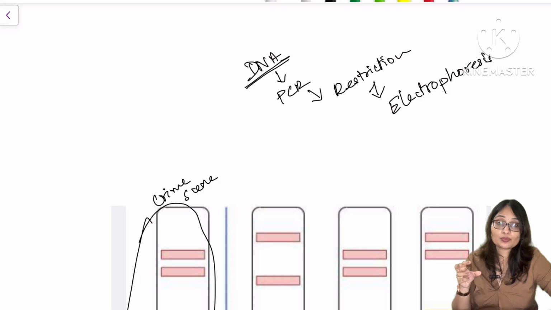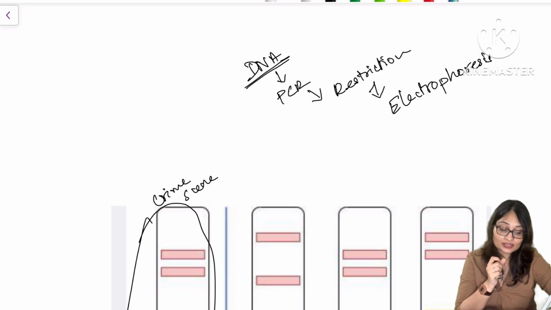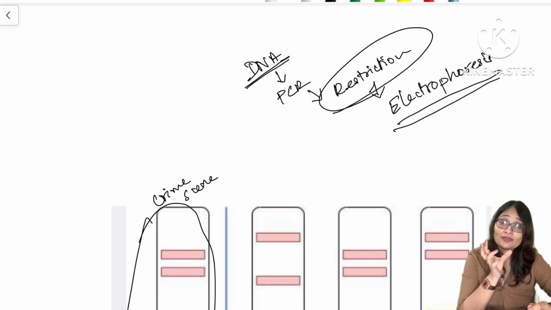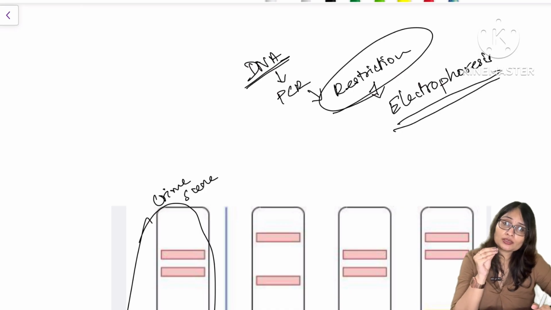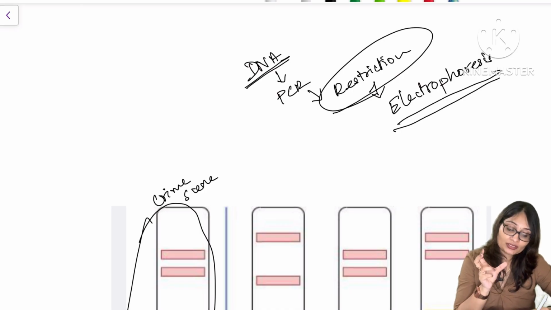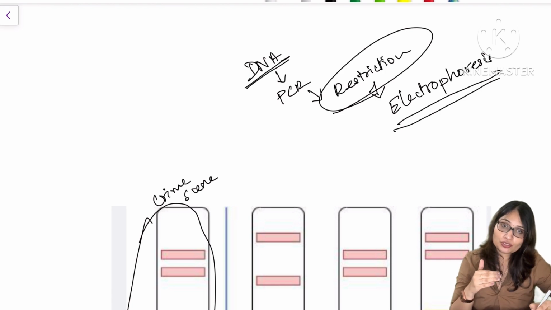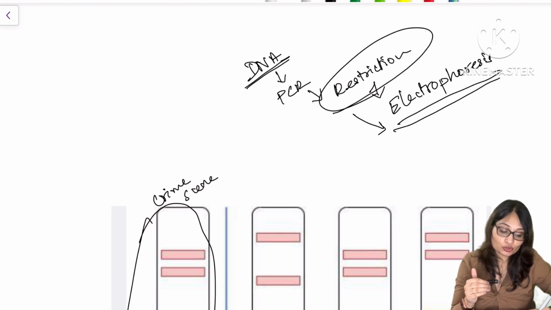Based upon the number of these tandem repeats, the digested fragments vary in size. Supposing the number of repeats is long in one person, then they move to a lesser extent. So based upon the number of these repeats, the restriction enzyme will cleave. And post this digestion by restriction endonuclease, we subject them to electrophoresis, and this is the electrophoretic pattern.